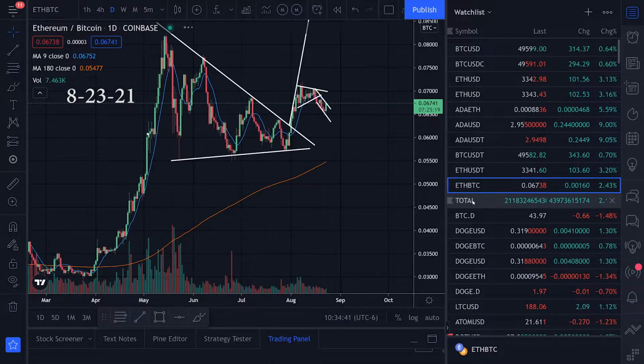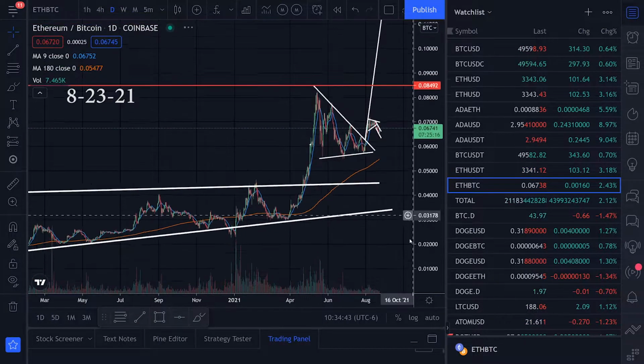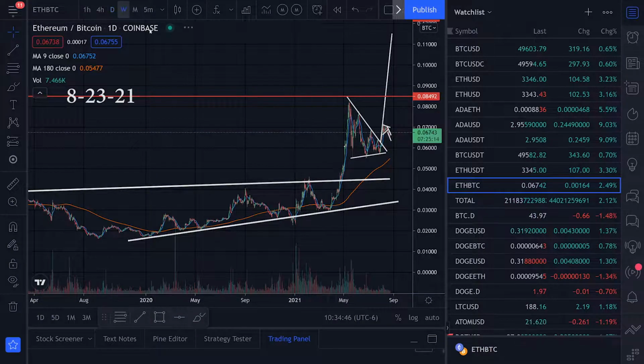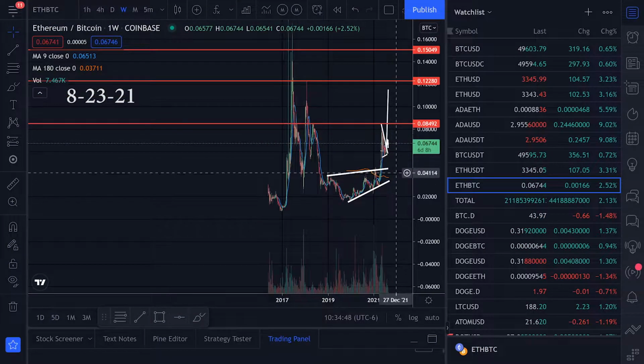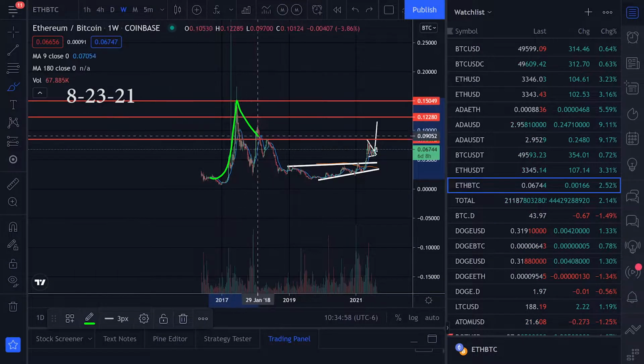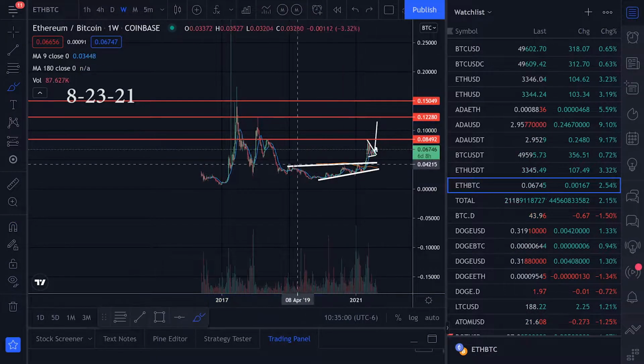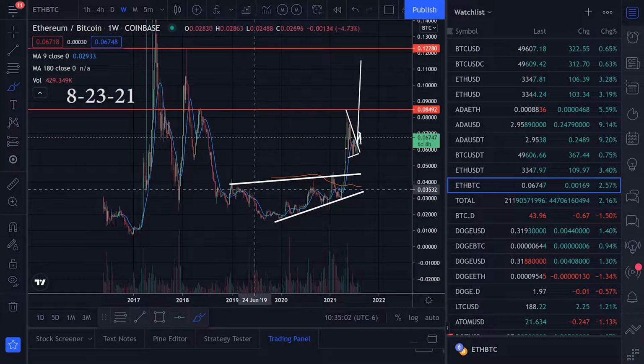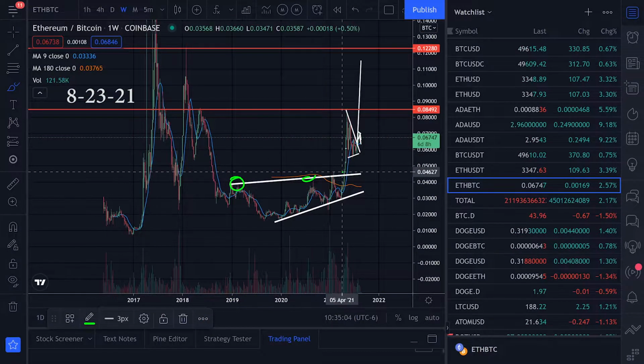Let's look at Ethereum to Bitcoin though. Ethereum had been doing really good against Bitcoin. This is the weekly chart right here. Ethereum was doing crazy against Bitcoin way back here, and then it was trending down for a long time. But we had this, let's zoom in. We had some resistance right here, resistance right here, resistance right here.